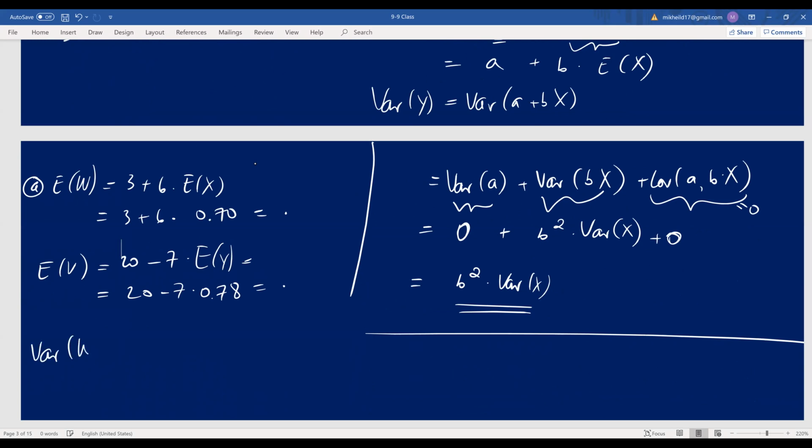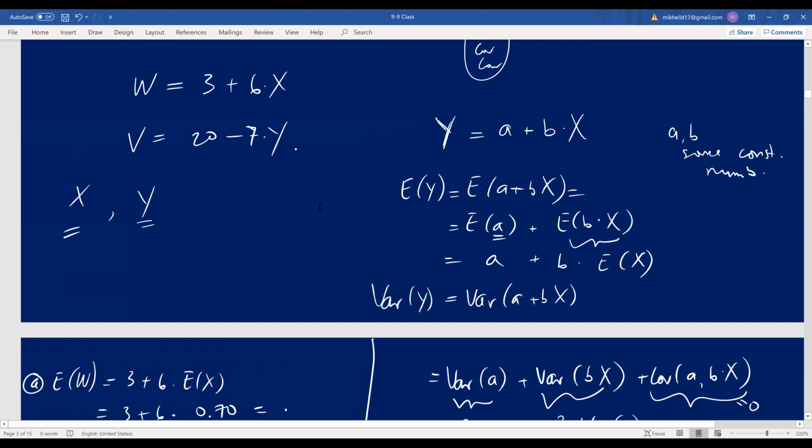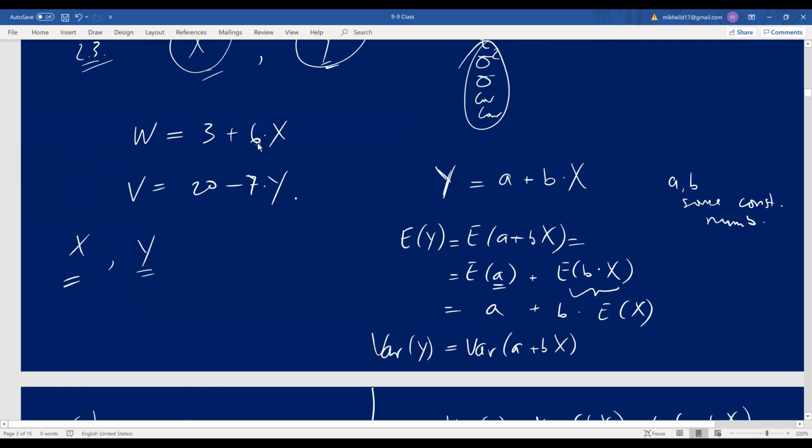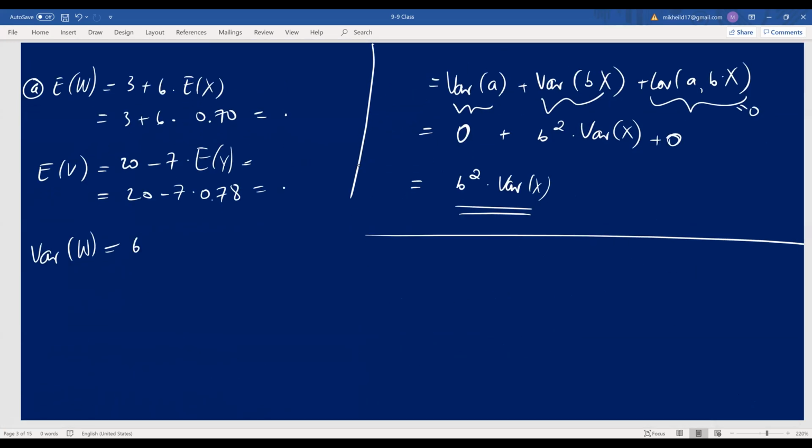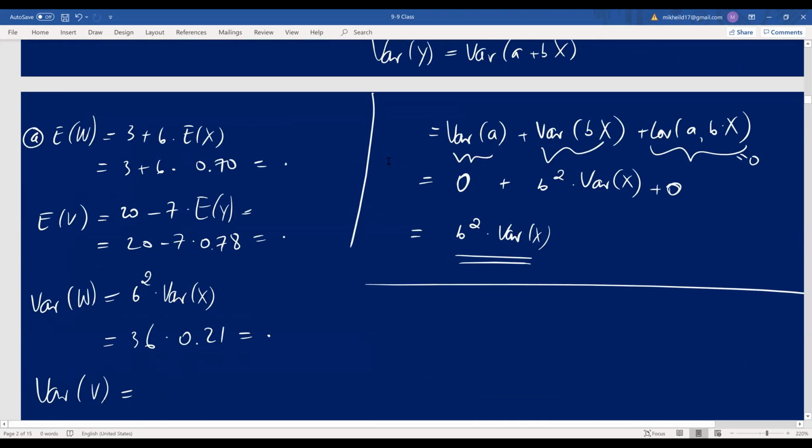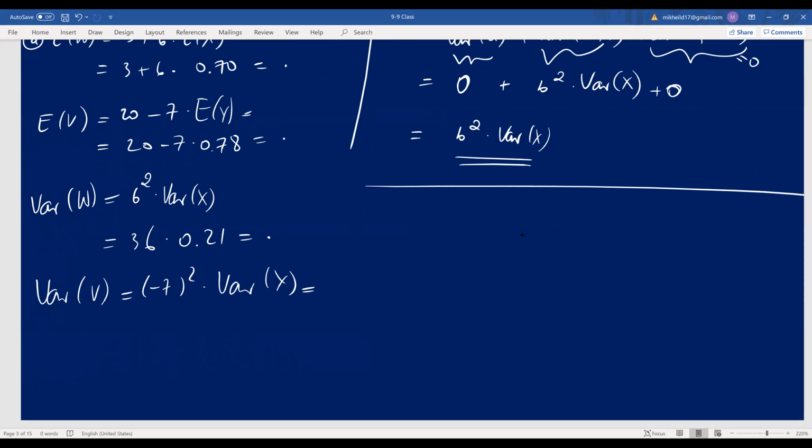What is variance of w? That's the variance of the whole thing, and I should do some derivation. Following that derivation, variance of w will be 6 squared times the variance of x. But we already know the variance of x from before, so that's some number here. And then variance of v will be minus 7 squared times variance of y. Because variance of y from before was 0.1716, this will be 49 times 0.1716, whatever number. You can have the answer there.